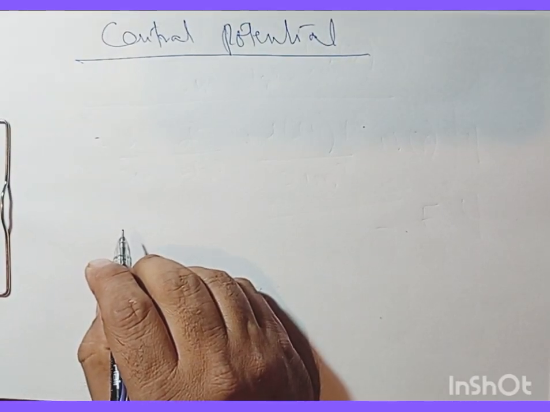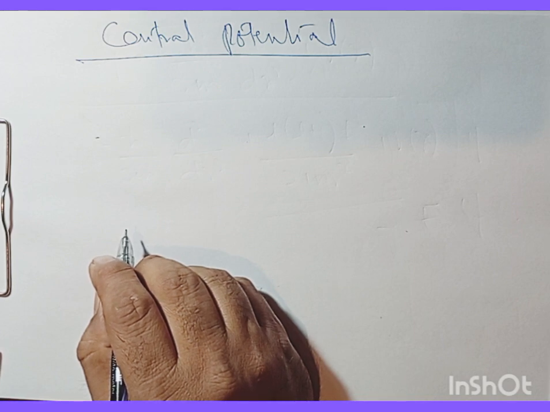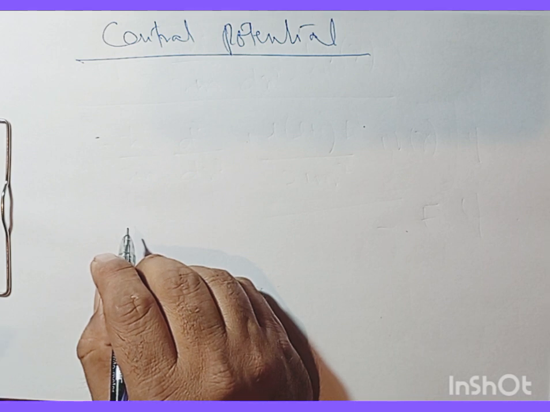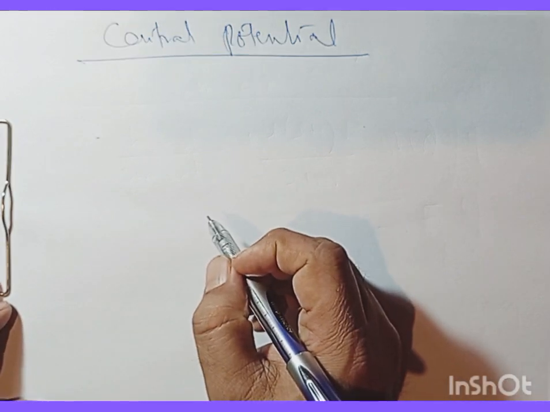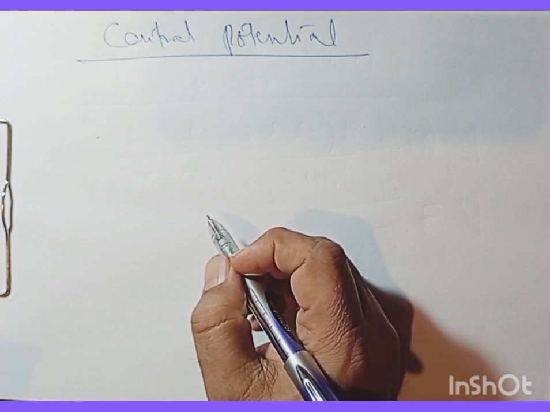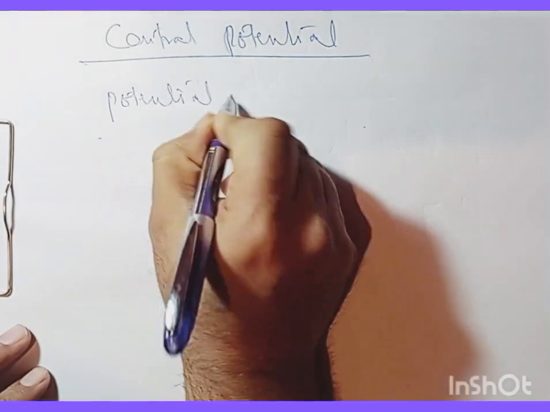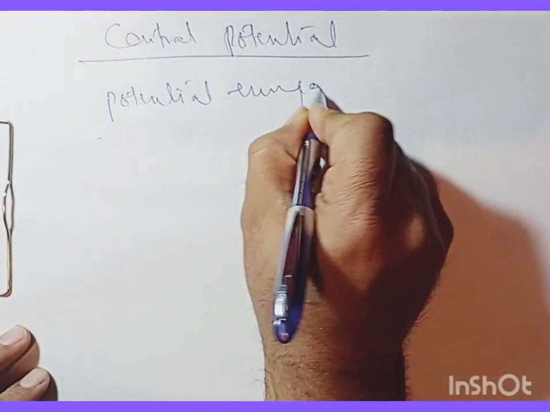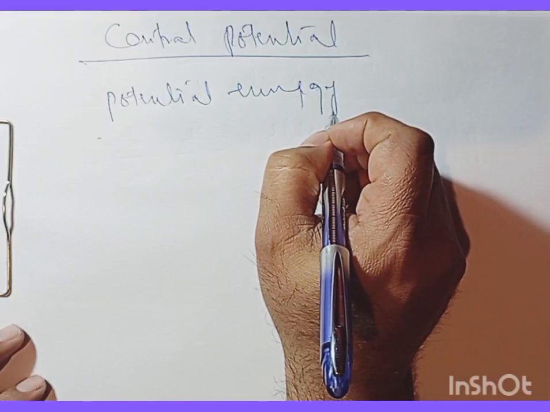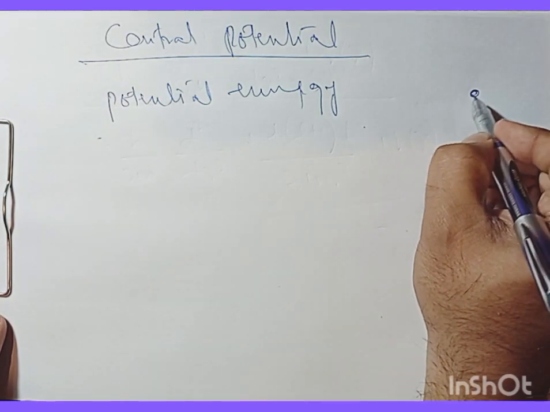Now let's define central potential. How do we define the central potential? Suppose we have a three-dimensional physical system, and these three-dimensional systems have a central potential, the potential energy that depends only on the distance from the origin.